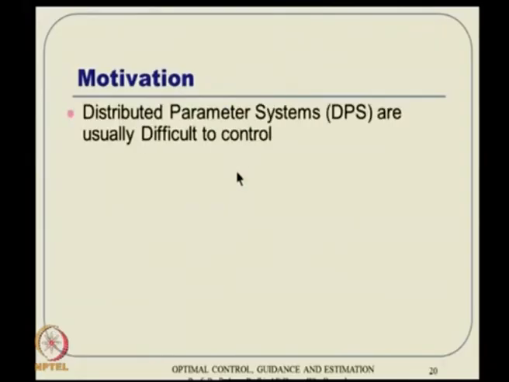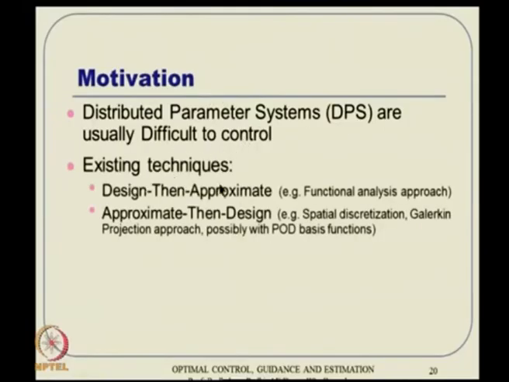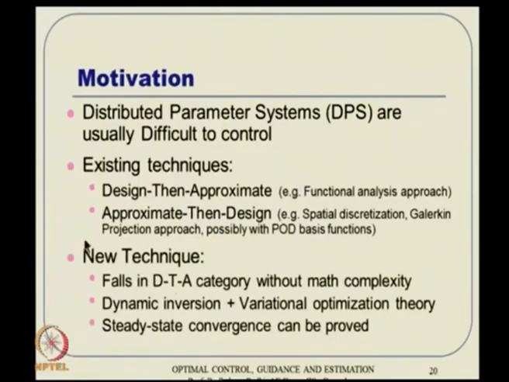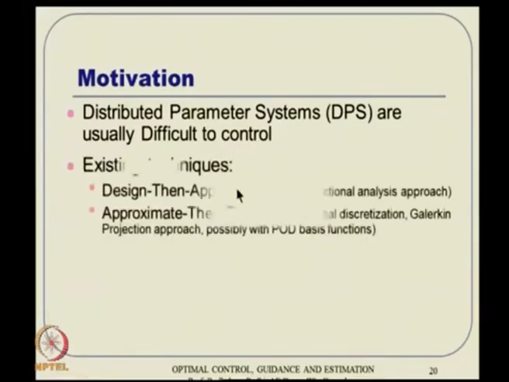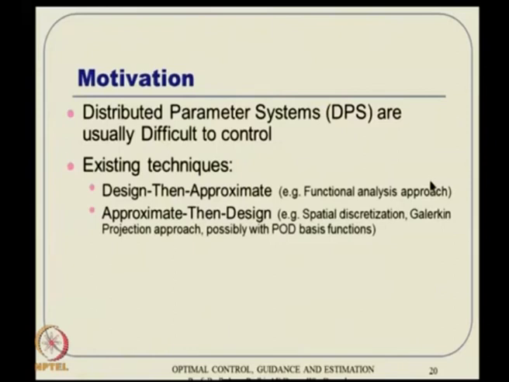So, the motivation is something like this, quickly to summarize. Distributed parameter systems are usually difficult to control in general. Existing techniques: design then approximate, or approximate then design. And then this is a relatively new technique, compared to what you see here. This is what is available. Design then approximate, use functional analysis approach. This is typically what mathematics people will want, like to see that.